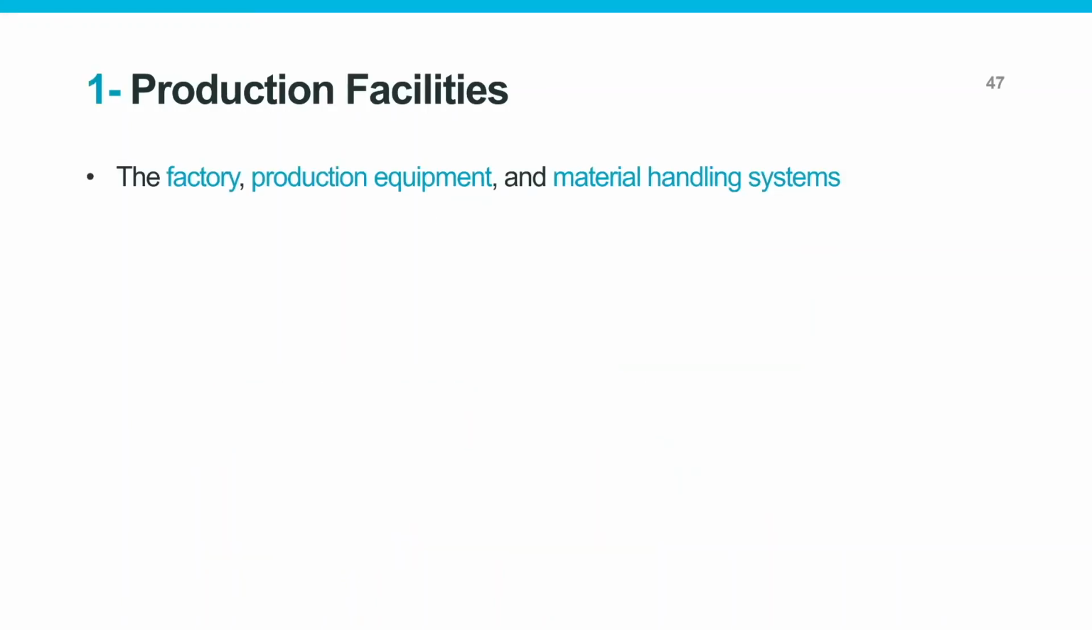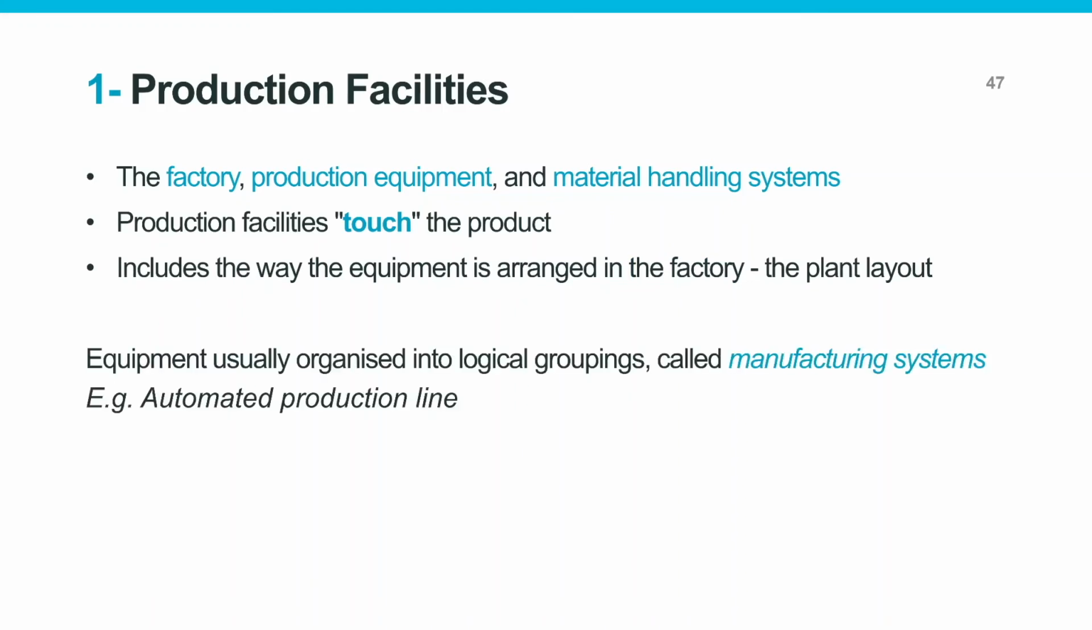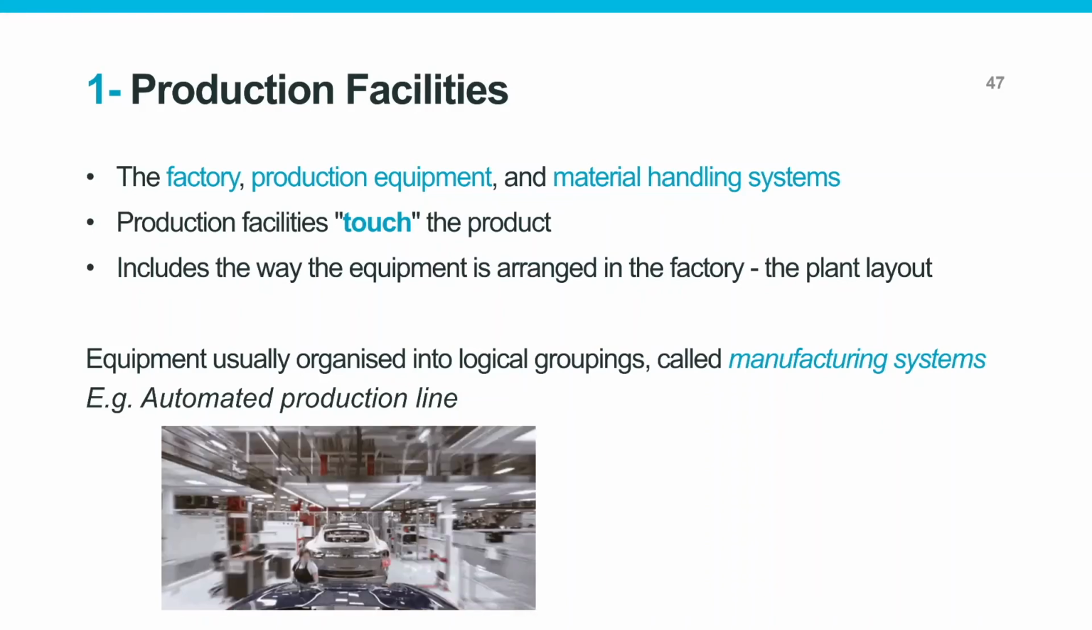Production facilities consist of the factory, production equipment, and material handling systems. Production facilities basically refers to the ones that touch the product. This includes the way the equipment is arranged in the factory, or what we call the plant layout. Equipment is usually organized into logical groupings called manufacturing systems, such as automated production lines.